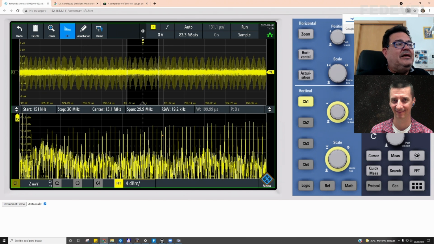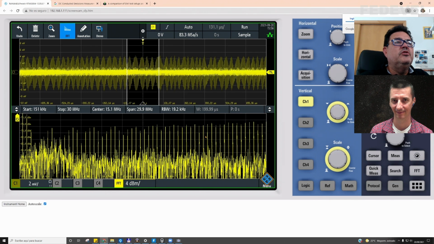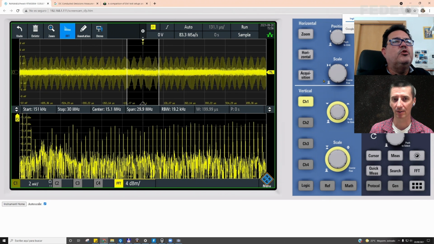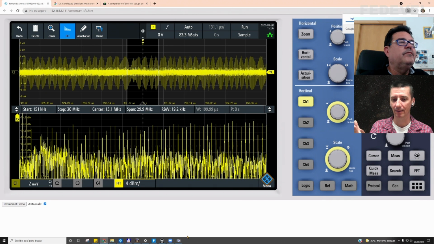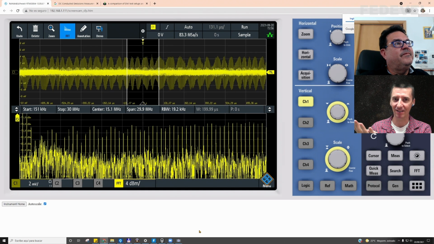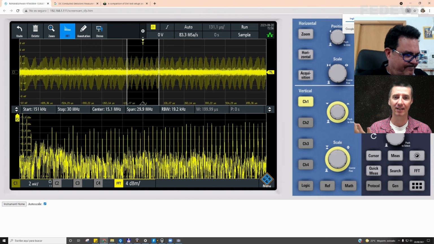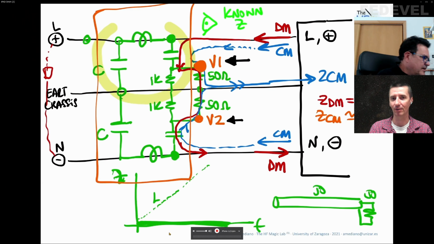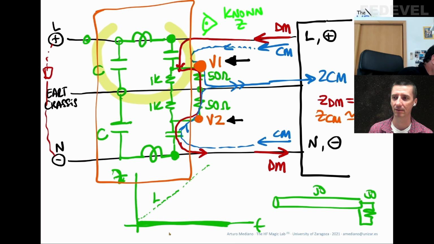But obviously, if you want to filter common mode or differential mode, you need to do some kind of separation. This is what we can do. When you would like to filter one mode, you need to use specific components or a specific circuit, and to filter the other one, you need to use a different circuit. Exactly. It's very easy to understand.